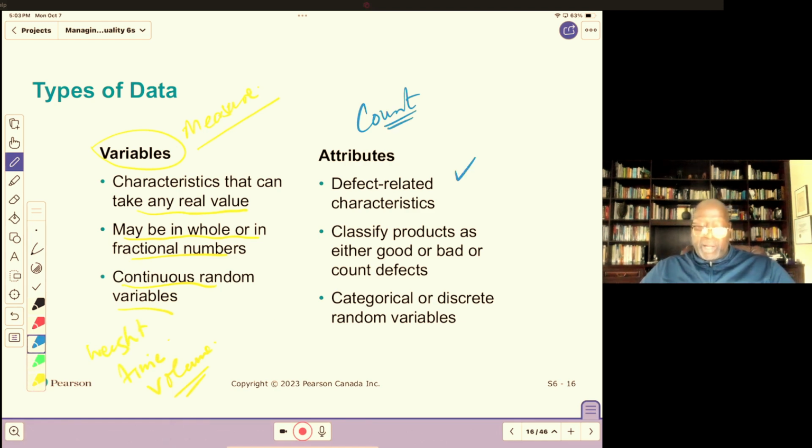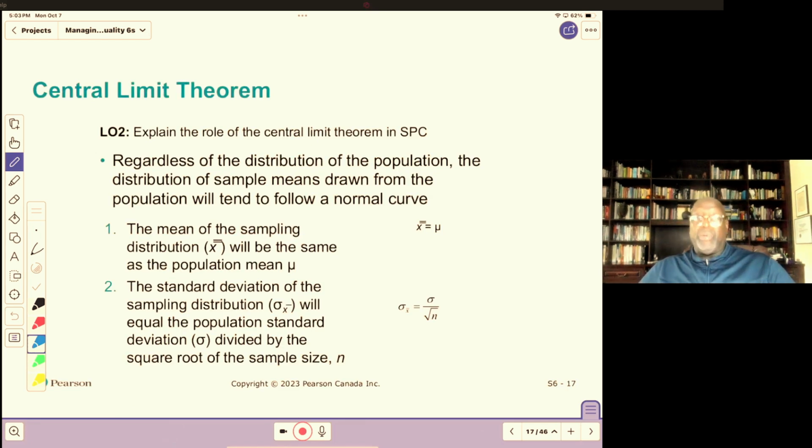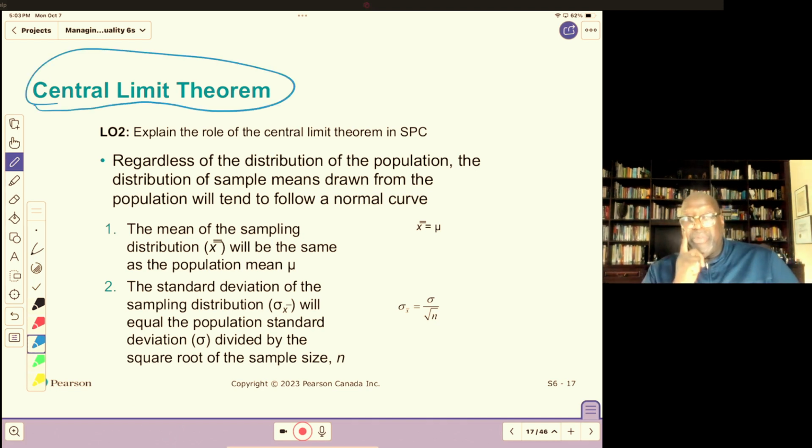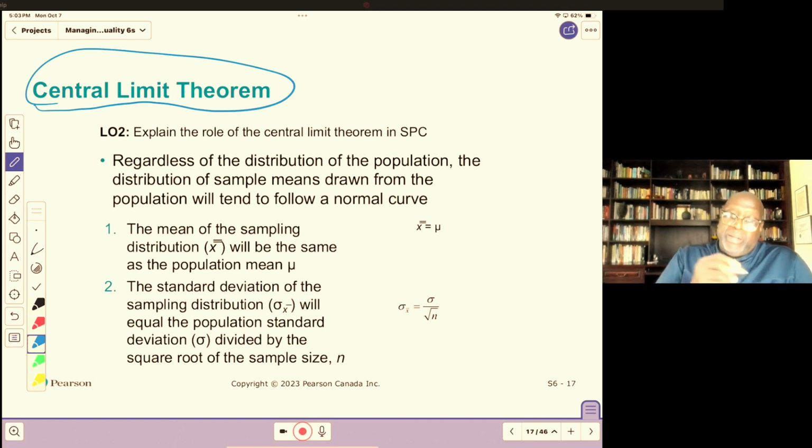So defect-related characteristics classify the products as either good or bad, categorical in nature, they're discrete. Because they're discrete, we could actually count them. That's why we could get proportions, the proportion of defectives and so on. Interestingly enough, we're coming back to the central limit theorem, which says that regardless of what the population distribution is like, if we take sample sizes that are sufficiently large, the distribution becomes approximately normal.